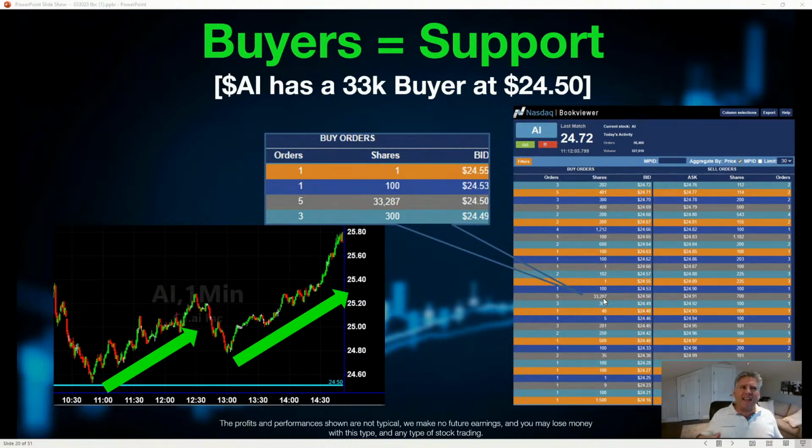Now, you might wonder, is that really a lot? Well, when everyone else is showing hundreds and 200s and 100, 33,000 is a lot. You might never have even thought about it, or it never registered in your head that that would make a substantial support level or a buyer, when you look at how many other orders are out there. And look what ended up happening. It hit that support, and the stock went right back up.